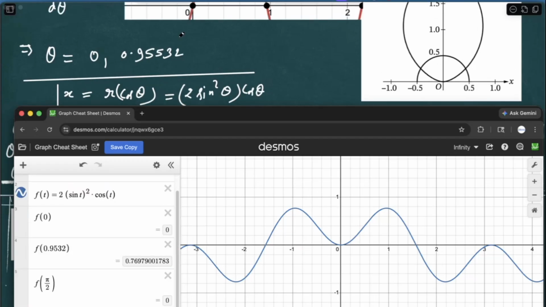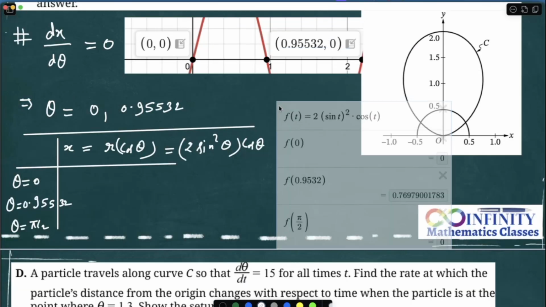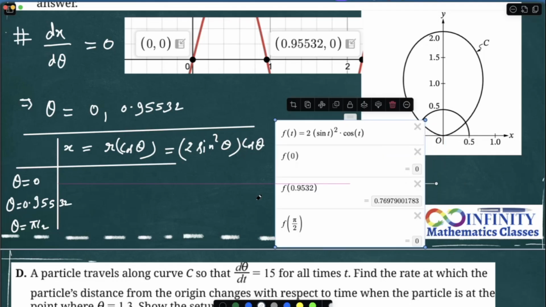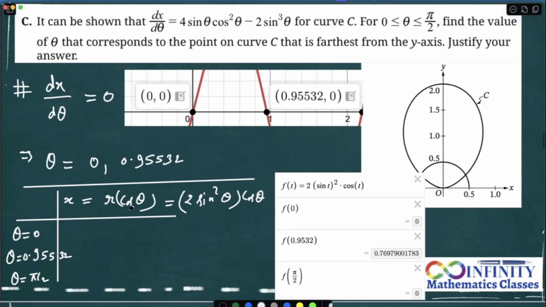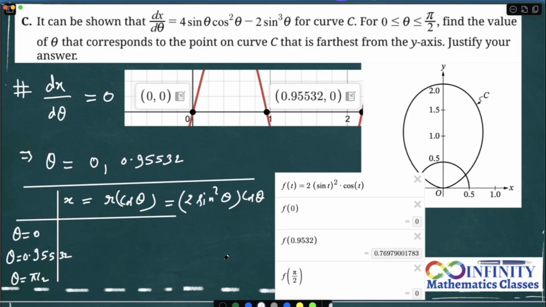Okay, so these are the values you have obtained. The maximum value you have obtained is at 0.95532. Any doubt? So this is how you will be able to find the value of theta. The value of theta is 0.95532, for which the point is going to be furthest from the y-axis. Any doubt there?